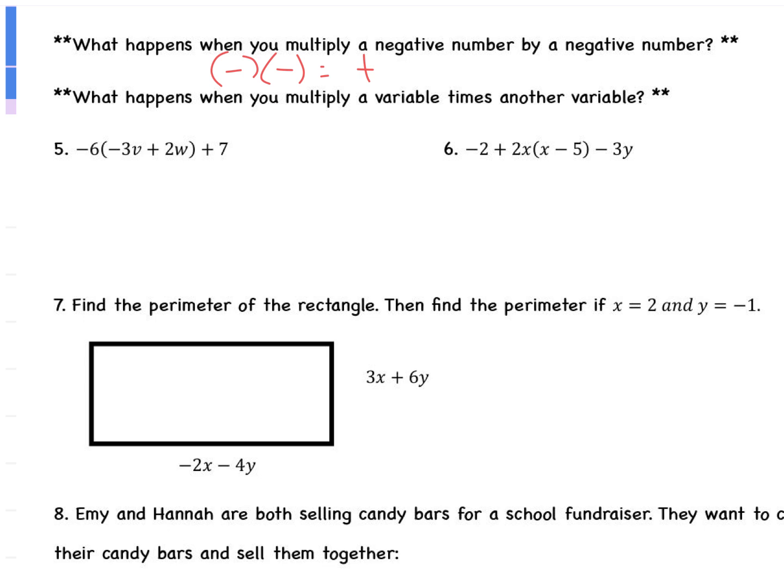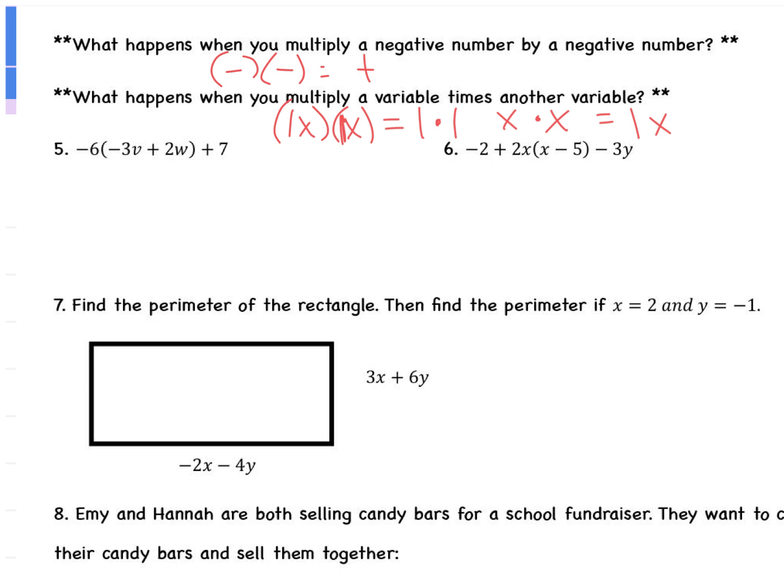So now here's another question. What happens when we multiply a variable times another variable? So if I have 1x times 1x, right? If I just write x, we know there's a 1 in front of it, right? So really what this is saying is 1 times 1 and x times x. Well, what's 1 times 1? 1. How many x's are there?